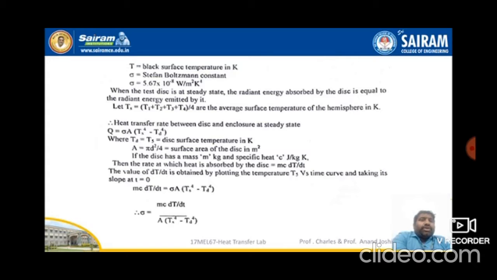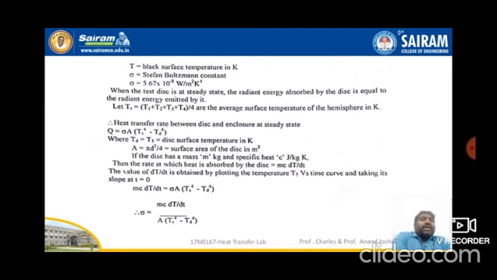Then you have to find out the heat transfer rate between the disk and the enclosure at steady state. That is Q is equal to sigma A into (TS to the power of 4 minus TD to the power of 4), where TD is nothing but the disk temperature, in Kelvin. Which disk temperature do we consider? That is T5. And the area is pi d square by 4, the disk area, in meter square.